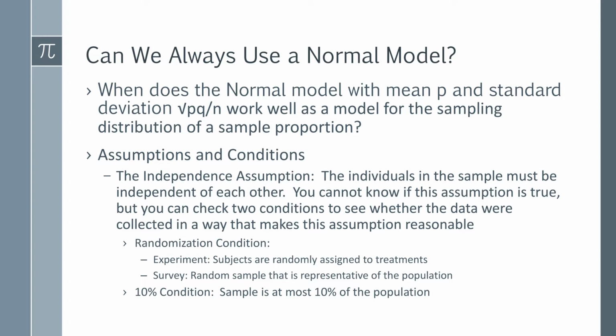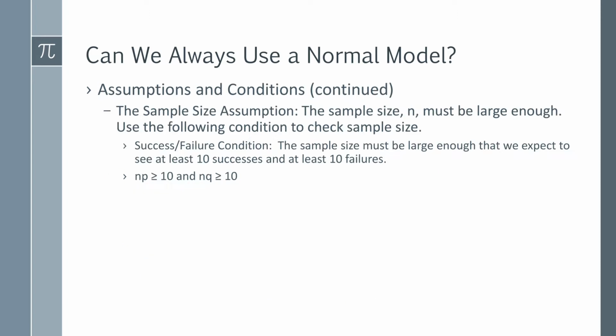You have the randomization condition. If it's an experiment, the subjects are randomly assigned to the treatments. If we're working with a survey, then there should be a random sample that is representative of the population. The other condition that has to be checked is the 10% condition, which says that the sample is at most 10% of the population. The other assumption that we have to consider is the sample size assumption.